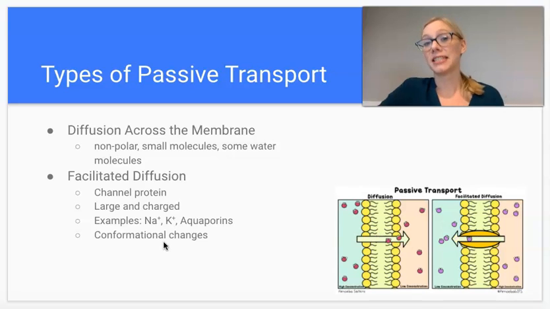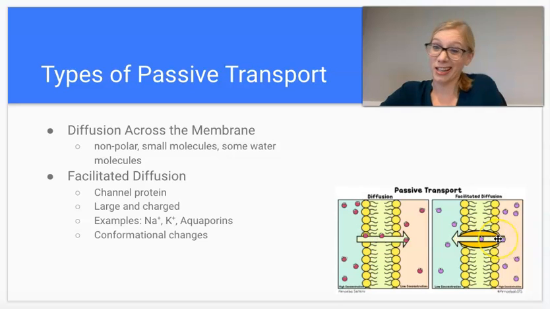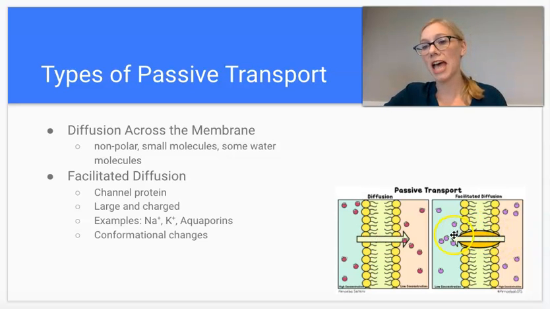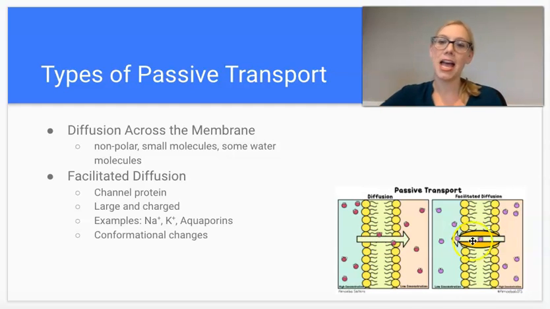We can also, though, have facilitated diffusion, and facilitated diffusion is just diffusion, like we just saw, high to low concentration, but it has to go through a channel protein. It looks kind of like this, a channel protein, right? And it has some sort of a hole in it. It's typically very specific. It will only let certain specific molecules pass through it. It's designed for a certain molecule, but it still goes from high to low concentration, and it does not require any energy.